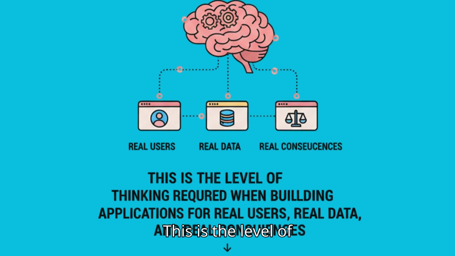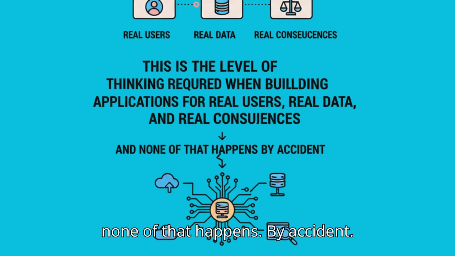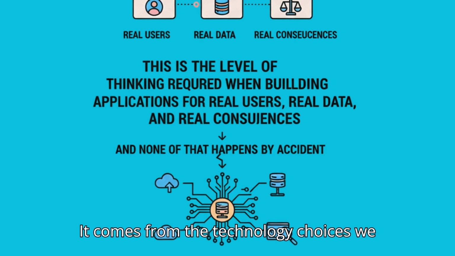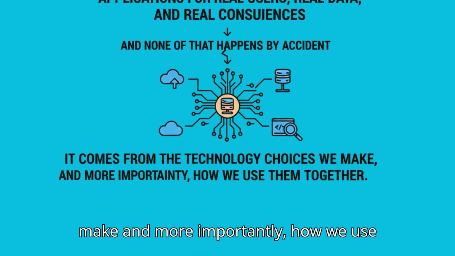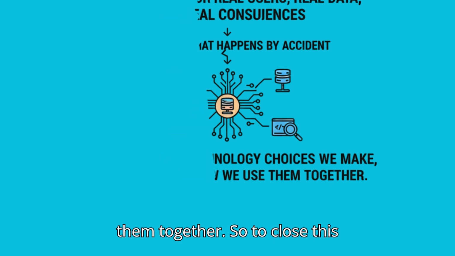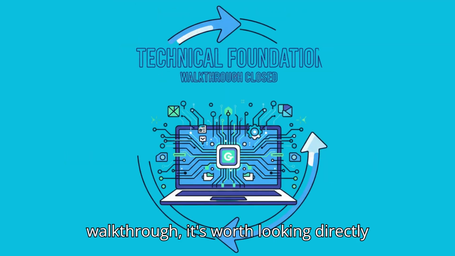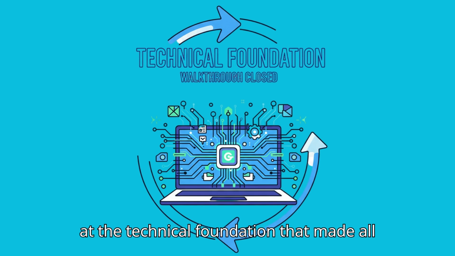This is the level of thinking required when building applications for real users, real data, and real consequences. And none of that happens by accident. It comes from the technology choices we make, and more importantly, how we use them together. So, to close this walkthrough, it's worth looking directly at the technical foundation that made all of this possible.